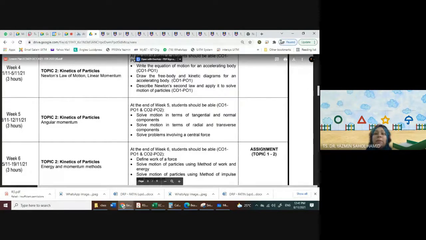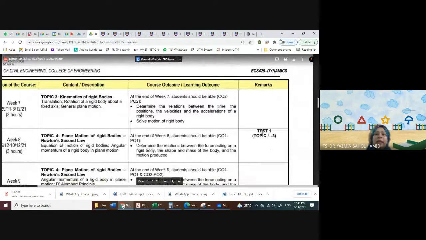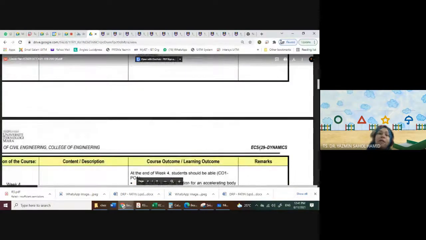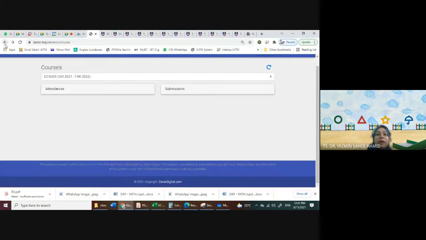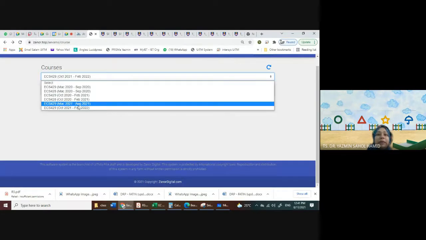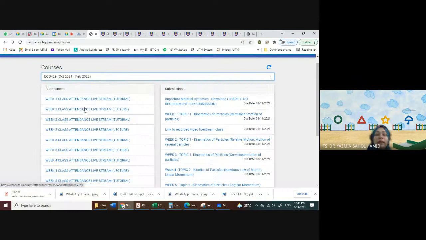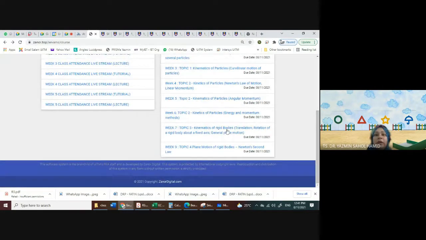And then you will get assignment topics 1 and 2. Okay. And then we will have a test. Alright. And then if you open back your albums. Oh, sorry. Albums. If you open back your album, if you open the weeks.